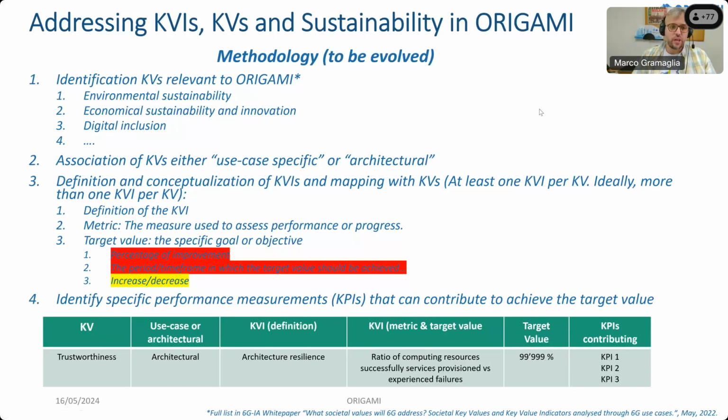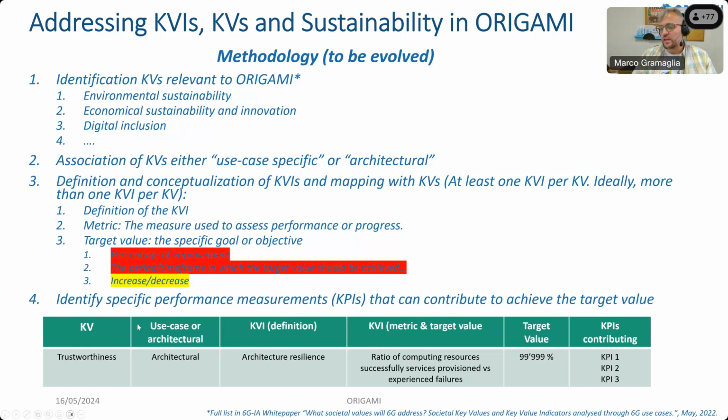And then we are going to associate every key value in a dichotomy. They could be either use case specific, so from the algorithm, or architectural, so attached to an enabling effect of one of our architectural models. After that, we are going to define and conceptualize KVIs, at least one per KV, ideally more, and try to target the metric that we can use to measure the indicator, specifying the goal of the objectives, such as improvements or increase and decrease.